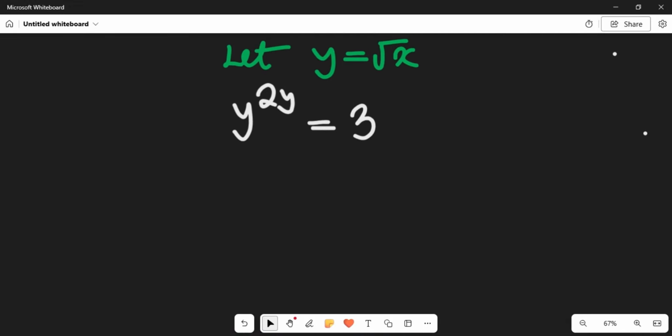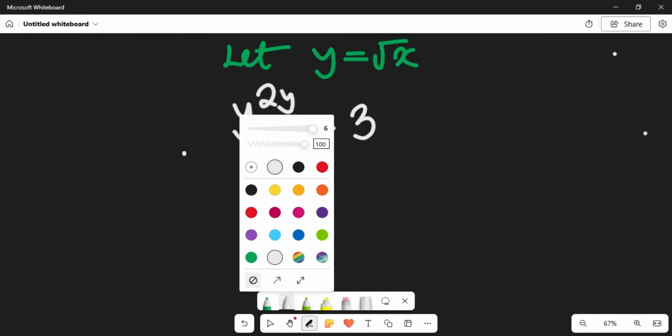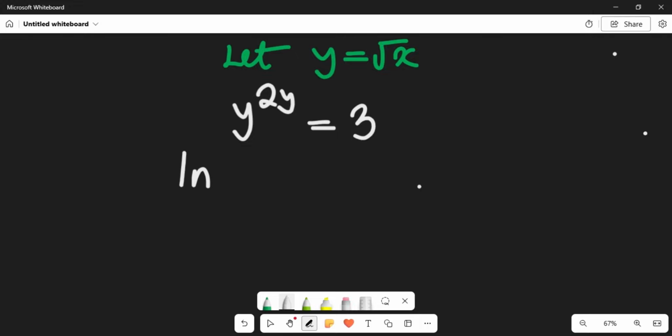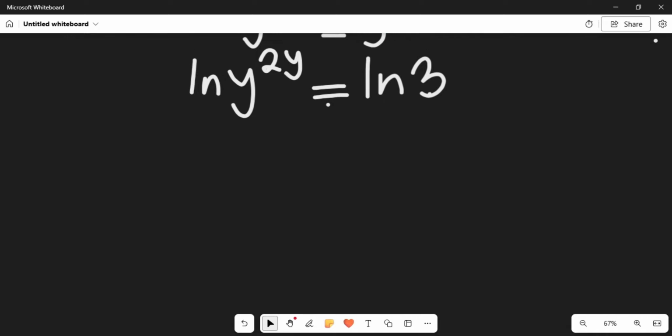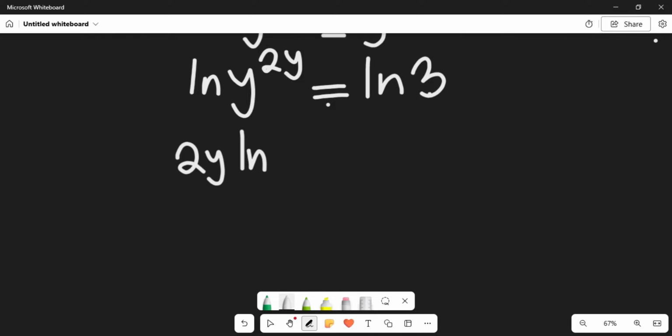Now, the only way we can solve this is to take the logarithm of both sides, or take the natural log of both sides. Now, let's do it with the natural log of both sides. If I take the natural log of both sides, I'll have the ln of y to the power of 2y equal to the natural log of 3. Now, simply following the rules of logarithm, we'll have 2y multiplying the natural log of y, right? And this will be equal to the ln of 3.